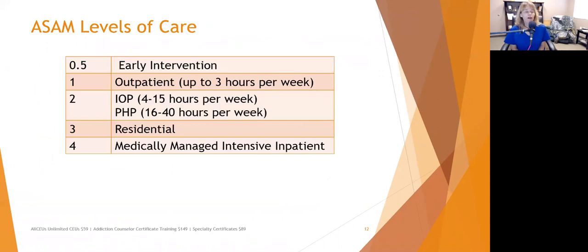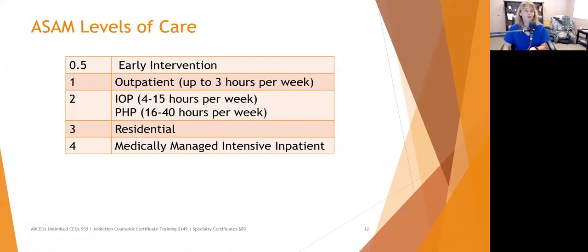So when we're considering where to put people in terms of treatment, we look at the American Society of Addiction Medicine, ASAM, levels of care. 0.5 is early intervention. These are your community outreach, your 2 or 3 times a week groups that people can go to. Level 1 is outpatient, and that can be up to 3 hours of outpatient a week, either group or individual. Level 2 is IOP, which is 4 to 15 hours per week, usually mostly group, and PHP, or partial hospitalization, which is 16 to 40 hours per week.